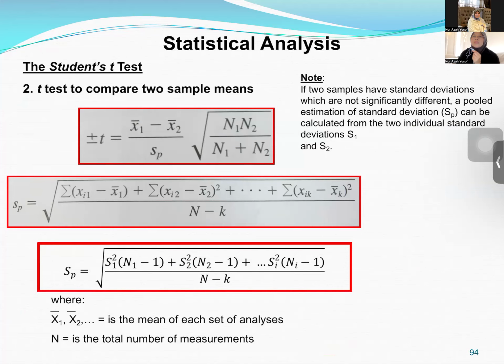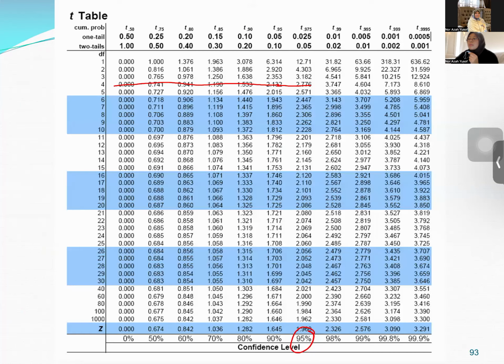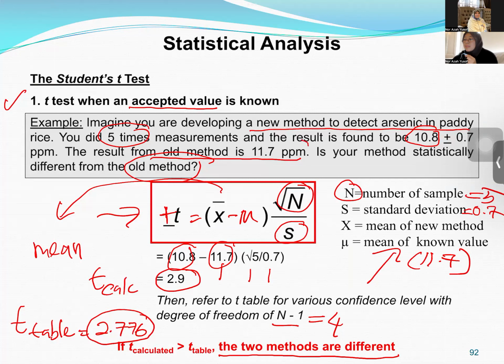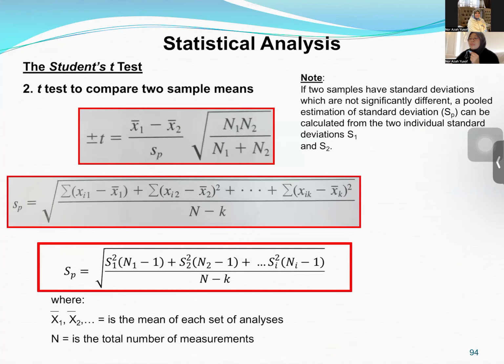Now, the second one, which is the last one for today, is the t-test to compare two sample means where, at this moment, you don't know the true value. This happens if you are comparing two different sets of measurements. Just now, you already knew the acceptable value, or the known value, or the standard value. That is for the first t-test. For the second t-test, now you have different sets of measurements.